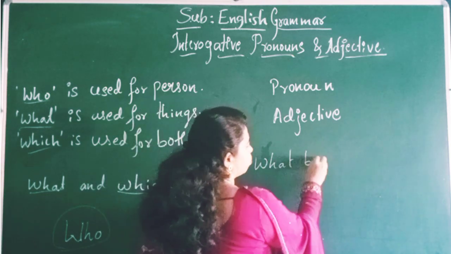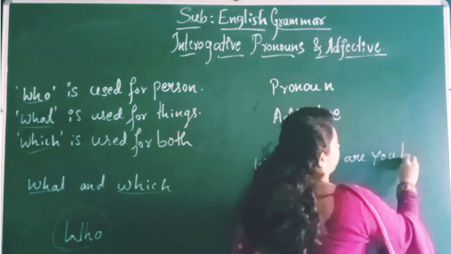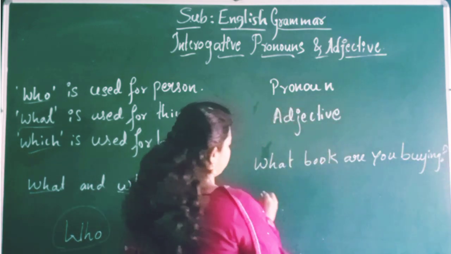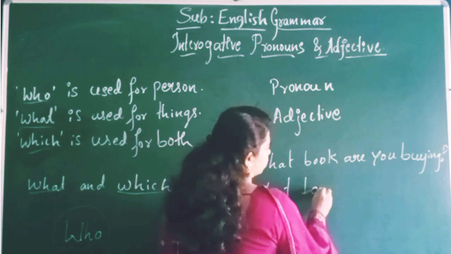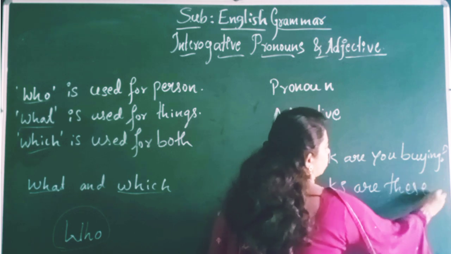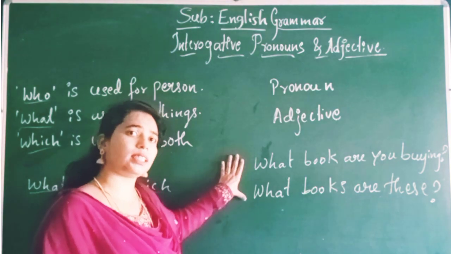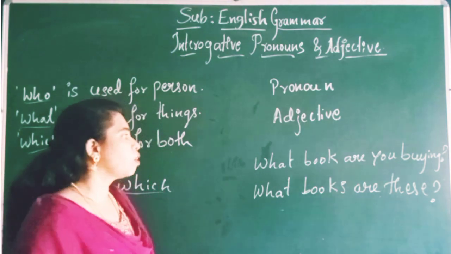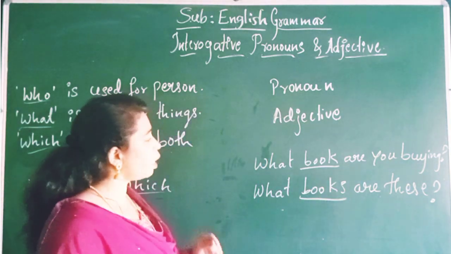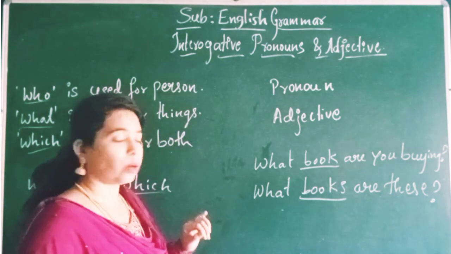What book are you buying? This is one example. What books are these? See here, in both the cases what is common? Book is common, my dear children. Now what we have to do is identify which one is pronoun and which one is adjective.